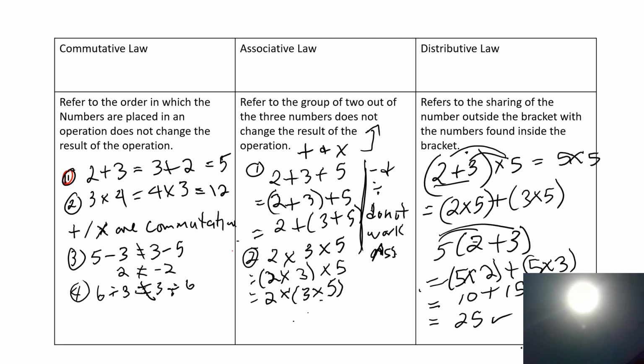So these are the 3 rules that are axioms, as we said, of arithmetic. And I hope you enjoyed this video.